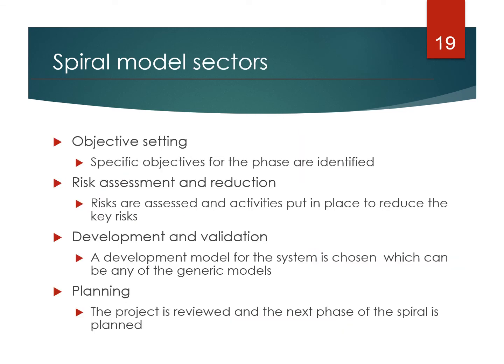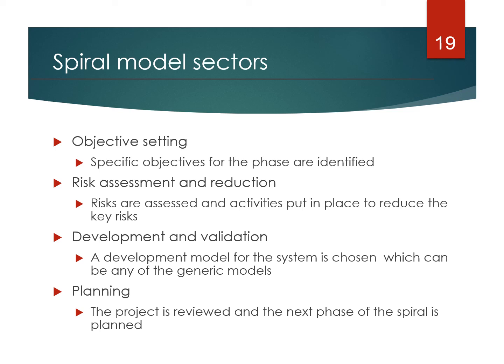Okay, so I've mentioned just now that in this spiral model there are 4 quadrants. Each quadrant has a different focus. The first one is more on checking the objective. Are they trying to meet the objective? And then they will always check for risk assessment and reduction. What are the possible things that might go wrong?